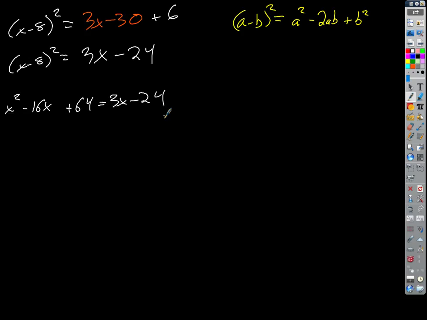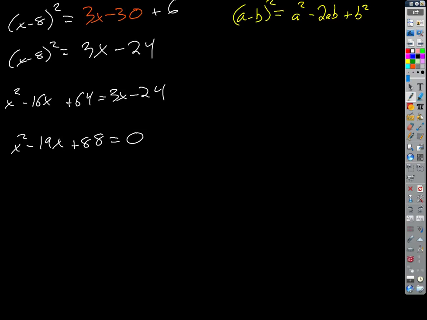There's our right side. JJ, what are we going to get if we put everything on one side? Minus 19x, good, because we're subtracting 3x from both sides, right? But hold on, I'm adding the 24, right? Then 88. Okay, there we are, right?